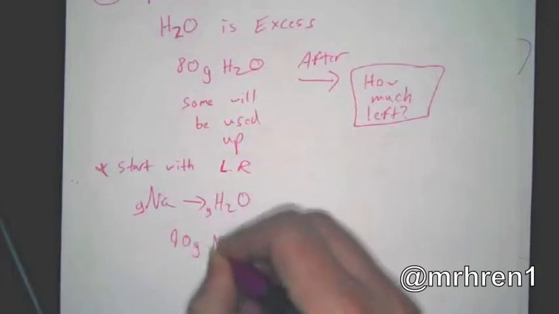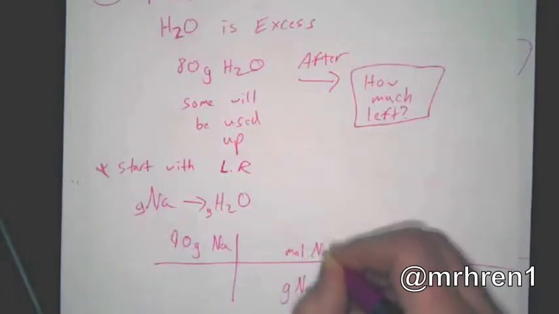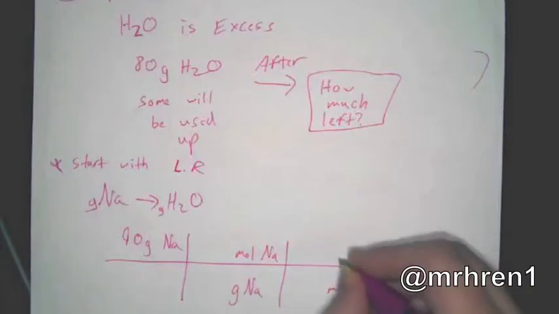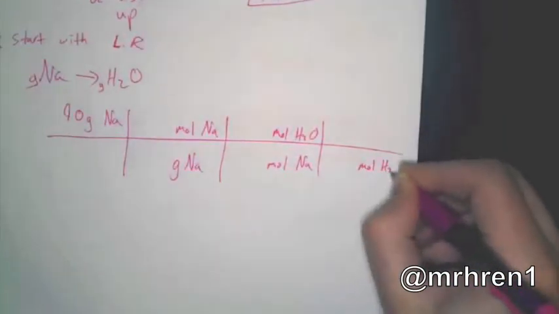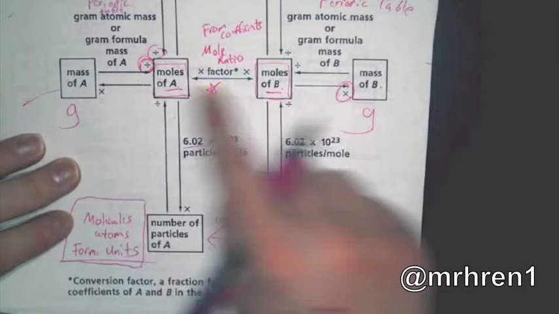So you will do 90 grams of Na, moles of Na. Our new thing is going to be moles of H2O. And then we'll just keep going with units, and then I'll plug everything in. So all this is a mass-to-mass problem from mass of sodium all the way to mass of water. That's all we're doing there.